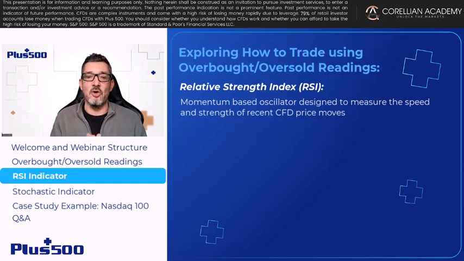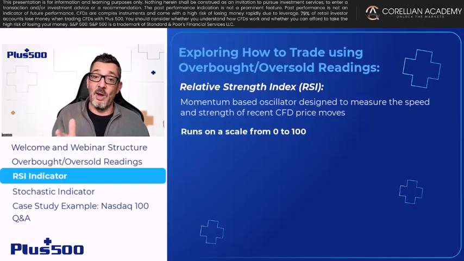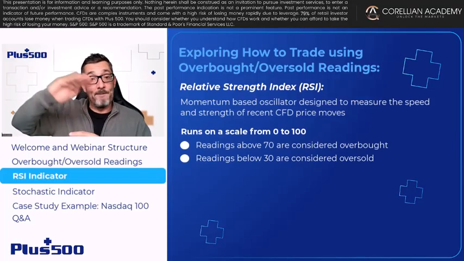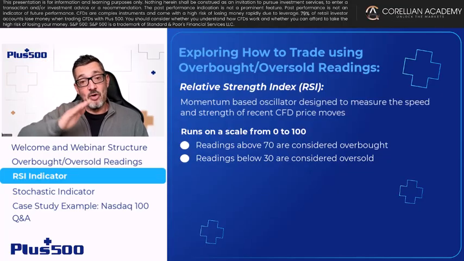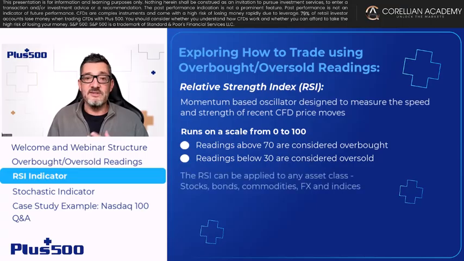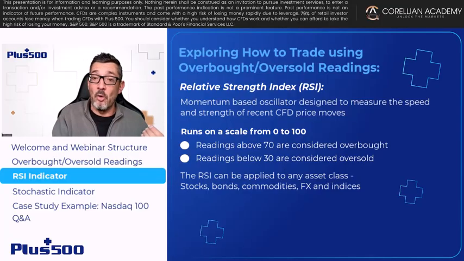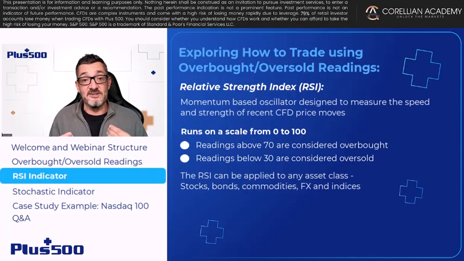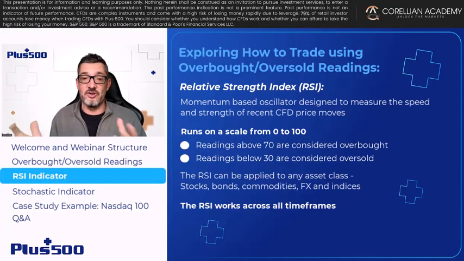This is a momentum-based oscillator designed to measure the speed and strength of recent CFD price moves. It runs on a scale from 0 to 100, and traditionally, readings above 70 are considered overbought, and readings below 30 are considered oversold. One of the reasons the RSI is so widely used is its versatility. You can apply it to any asset class: stocks, bonds, commodities, FX, indices, and of course, all of these are CFDs. And it works across all timeframes, from long-term charts to intraday trading.